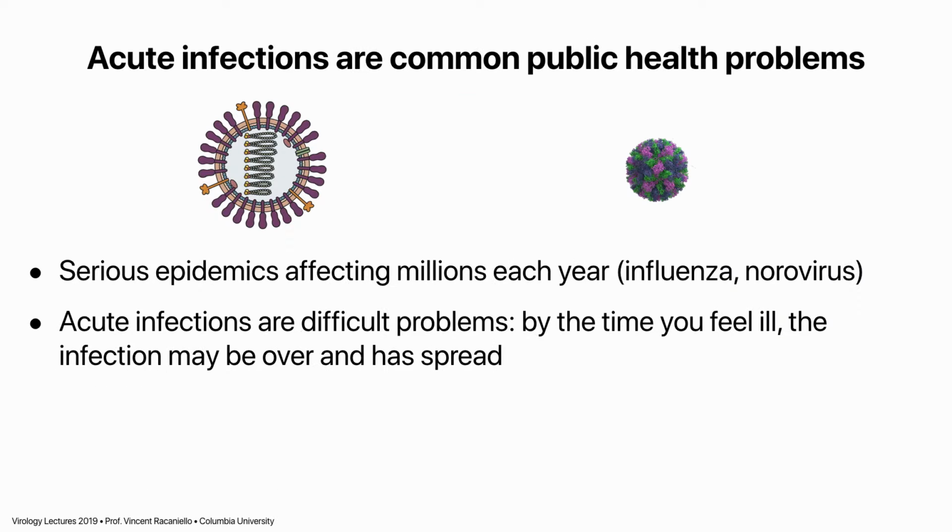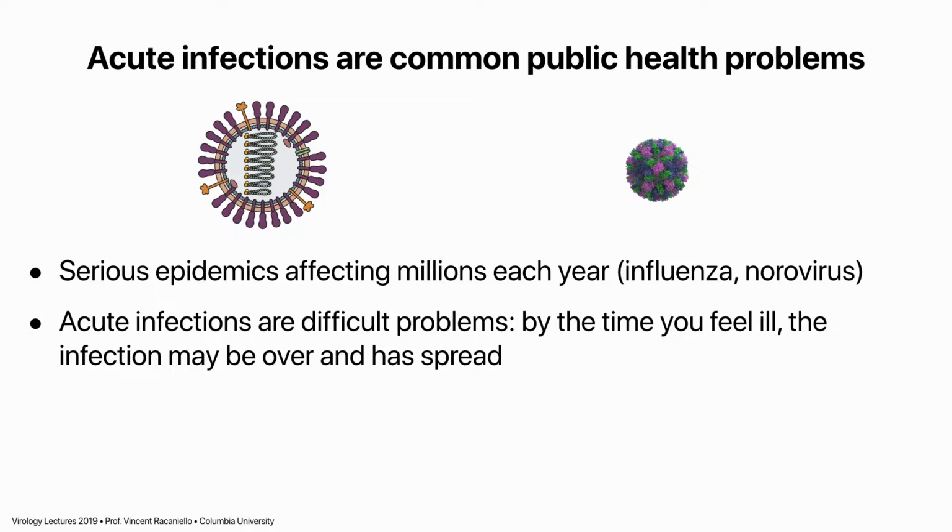Okay, acute infections are public health problems because they infect millions of people every year. Infections like influenza virus, norovirus, rhinoviruses, and others. They're so fast. By the time you feel sick, you have already spread the infection, and it's likely to be almost over. So that's one of the issues with them in terms of public health control. They go so quickly. It's hard to treat them.